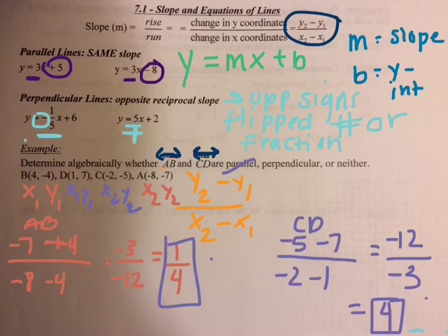They're not perpendicular because remember, to be perpendicular, they have to be opposite signs. These are the same signs. So yes, they are flipped versions of each other. If you flip 1/4, you end up getting 4, but they're not opposite signs. They have to fit both criteria. So it's neither. They're not parallel, they're not perpendicular, they're just normal everyday lines. Okay?